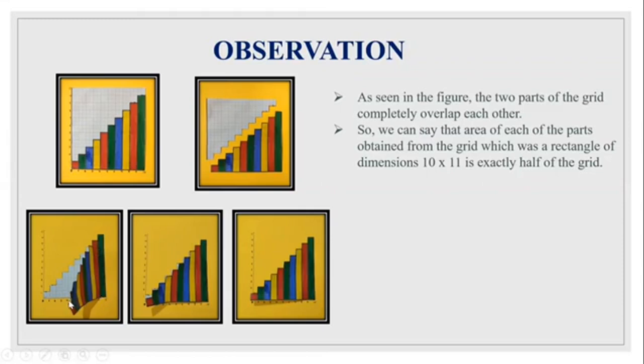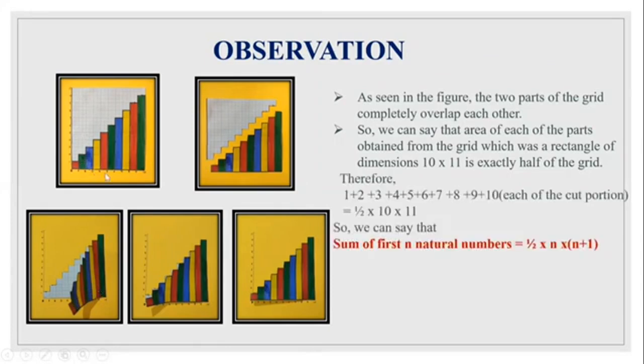And what was this colored portion? This colored portion was 1 plus 2 plus 3 plus 4 plus 5 plus 6 plus 7 plus 8 plus 9 plus 10, which is equal to half of the area of this rectangular grid, which is equal to half of how much? 10 by 11. What is this? The sum of first 10 natural numbers. It is equal to how much? Half into 10, which is the last natural number n, into 11. That is how much? One more than the last natural number.